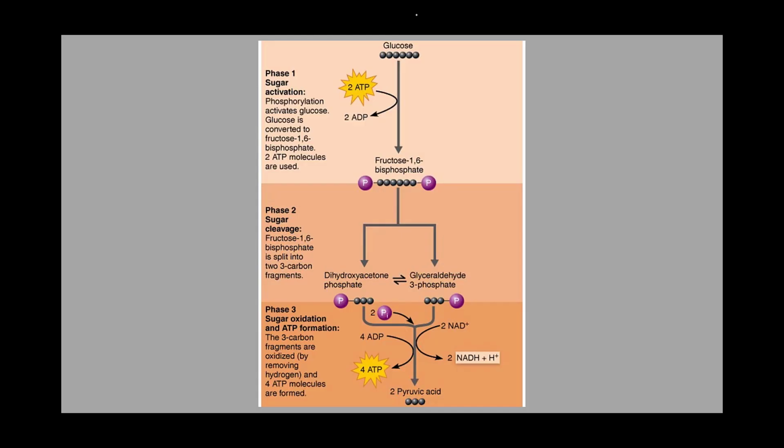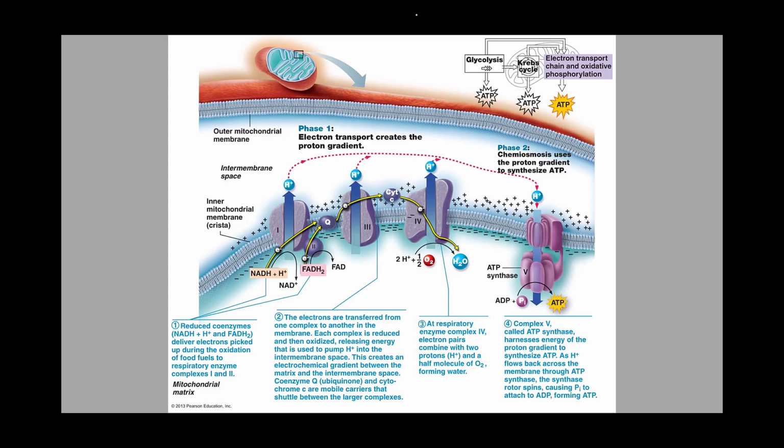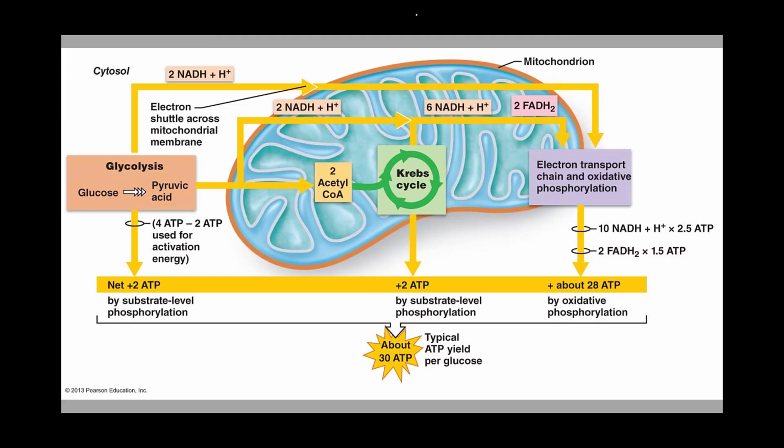Here. This is how your book draws glycolysis. That's what we drew on the first slide. Here is how your book draws both the preparatory phase or the transition phase and the citric acid cycle. I have them side by side to show you that it happens twice. Here is how your book draws the electron transport chain. Here showing you kind of a big picture, showing you all of the steps at once, what goes in and what comes out of each one.